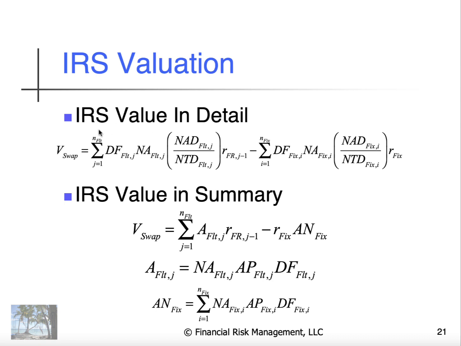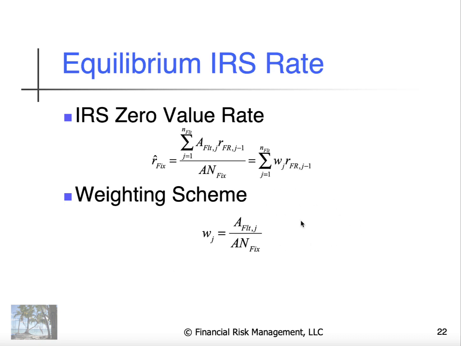If you'll notice, the number of floating payments might not equal the number of fixed payments. For example, if a 5-year swap is reset semi-annually on the fixed leg, then that is 10 future cash flows. If the floating leg is quarterly, then that's 20. And so the interest rate swap valuation summary is simply that the value of the swap is equal to a simple summation of an adjustment on forward rates and an annuity times the fixed rate.